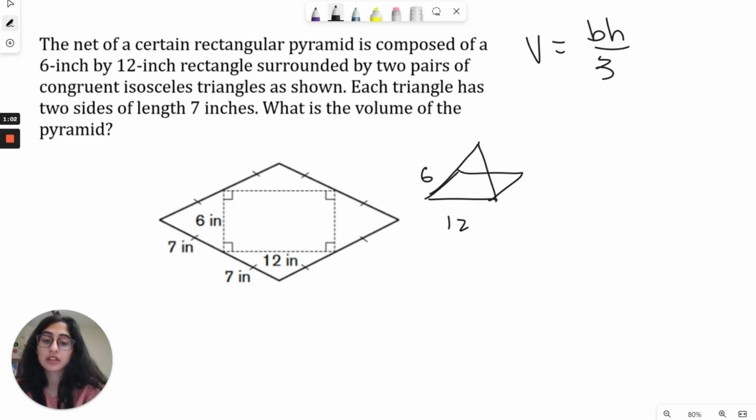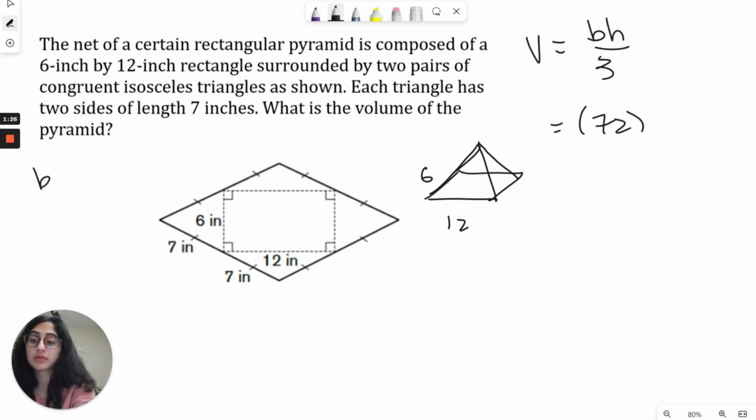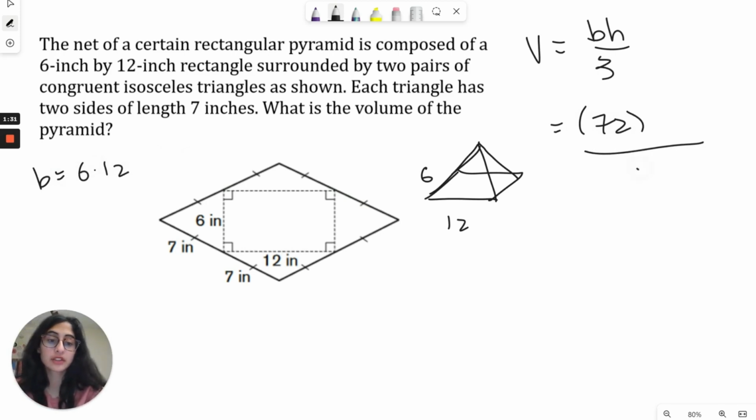And then it'll have these triangles that fold upwards. These are isosceles triangles, and they will form the top of that pyramid. But the base itself is just this rectangle. So what is the base? Well, the base is 6 times 12, which is 72. So our base is equal to 72. And we already have this divided by 3, which means we just have to find the height. So how do we do that? How do we find the height?